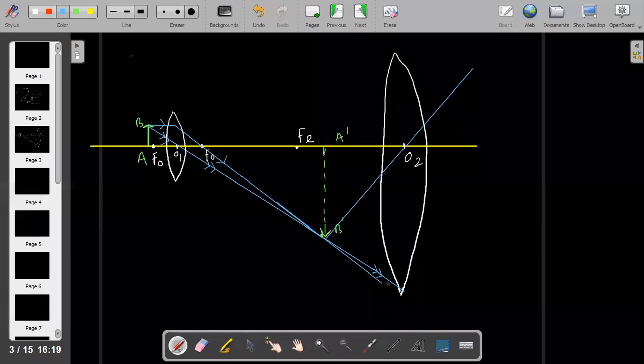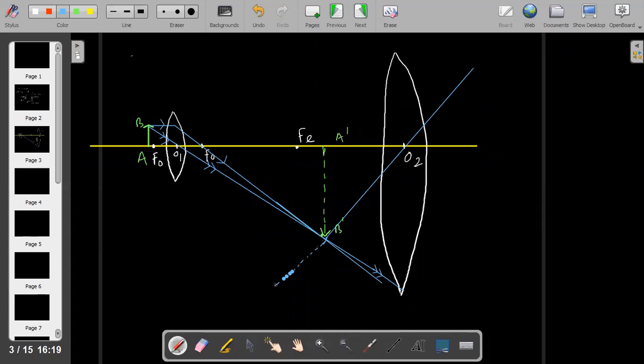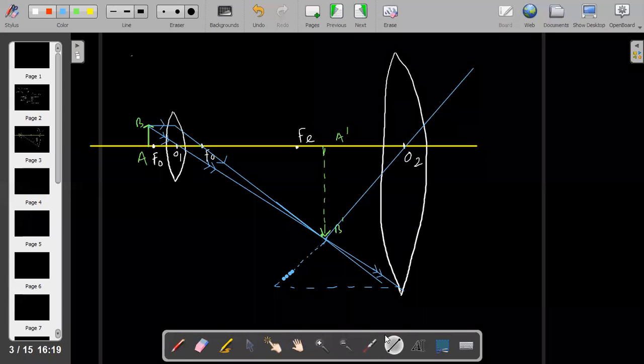D means what? The rays will move away from each other. So if I produce them backward, they are meeting each other at D. If we produce backward, they are meeting each other at D. At D, the final image is obtained.